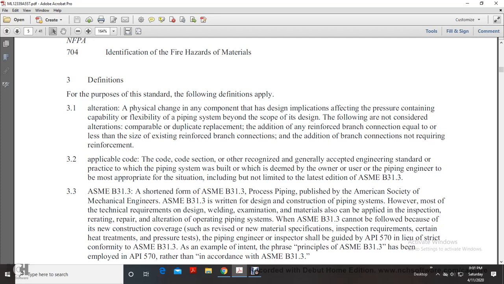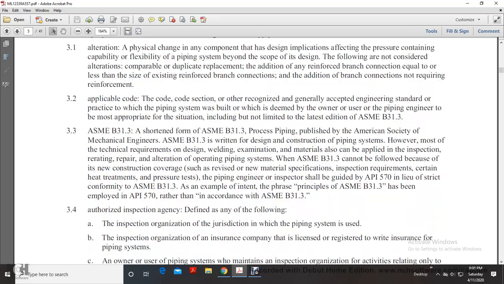The codes and code sections are recognized and generally accepted engineering standards and practices for the piping system as built, which is deemed by the owner-user or the piping engineer to be most appropriate for the situation, including but not limited to the latest edition of the American Society of Mechanical Engineers B31.3. ASME B31.3 is the shortened form of ASME B31.3 Process Piping, published by the American Society of Mechanical Engineers.